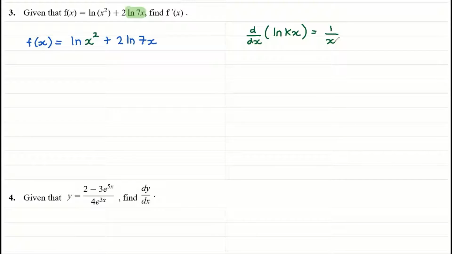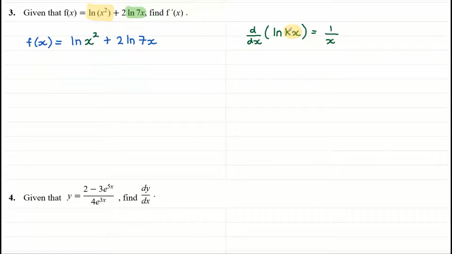There is a problem, though, with the first term, and we'll look at different techniques for differentiating this later in this chain rule topic. But at the moment, we don't have a way of differentiating the natural log of x squared. We're only familiar with multiples of x, not powers of x. What can we do? Well, we can use the laws of logarithms.